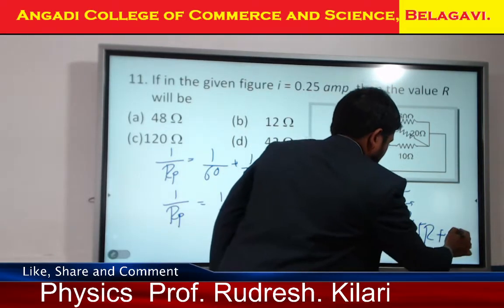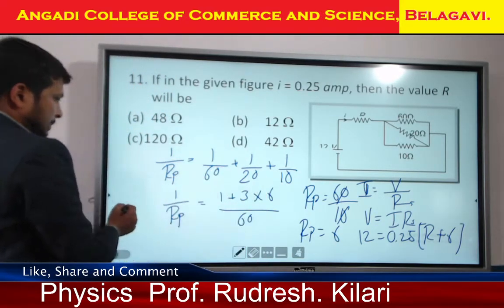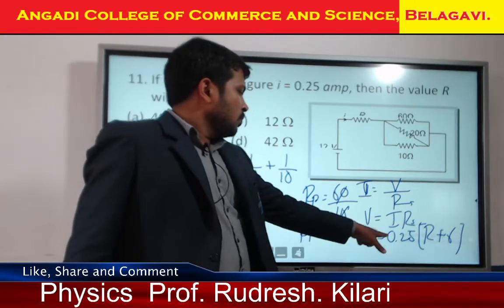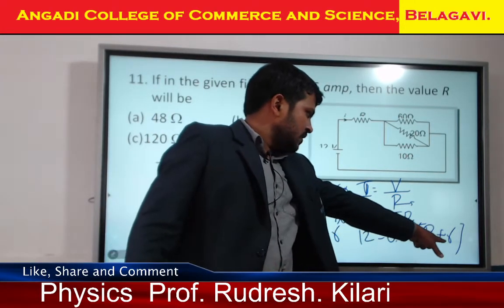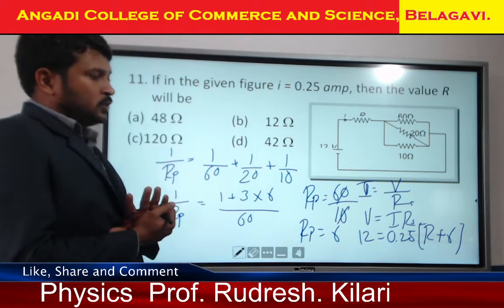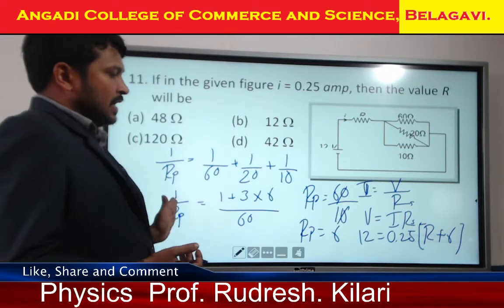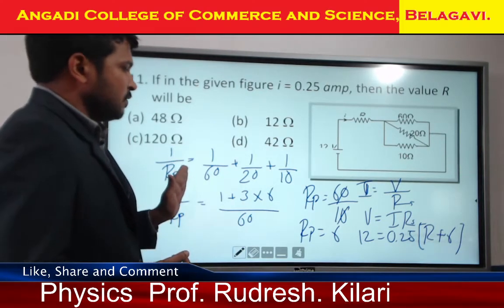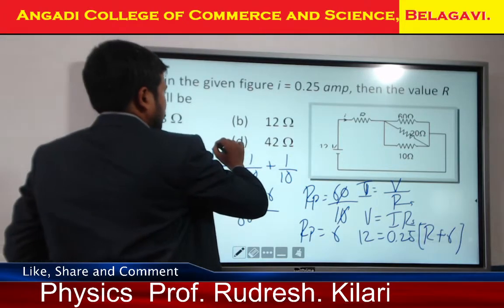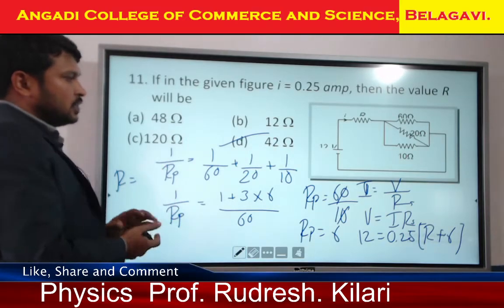Here, how much are we getting? 6. Okay, simplify. Multiply 0.25 into R, and again 0.25 into 6. Here we get 12, 15. Take the 15 to this side, minus 15 plus 15. Okay, we get the R value, R equals 42 ohm. How much do we get, students? 42. Just simplify.